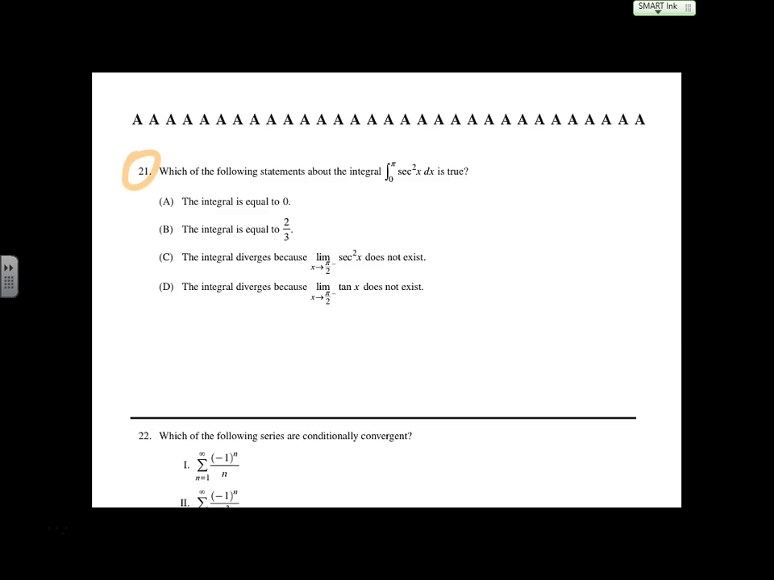Is that cat monster? Number 21. Did I get it right? I did. No, I didn't get it right. Okay, so what's the trick? D. The tangent does not exist at pi over 2.